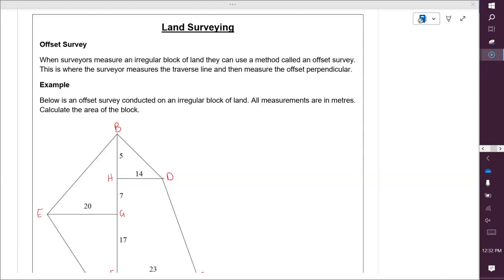In this lesson, the first thing we're going to look at is our land survey and our offset survey. So when surveyors measure on a regular block, we try and break it up into triangles, trapeziums, rectangles, because it makes it easy to be able to find the full area of that block. So you may see surveyors out and they're setting up and trying to find those distances.